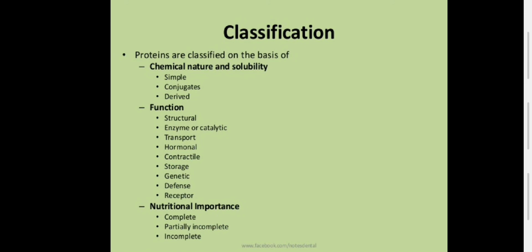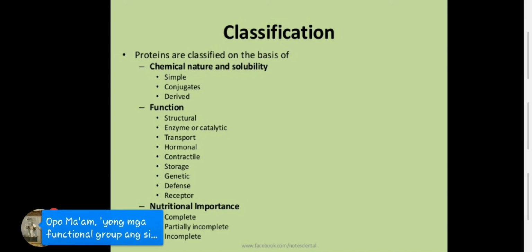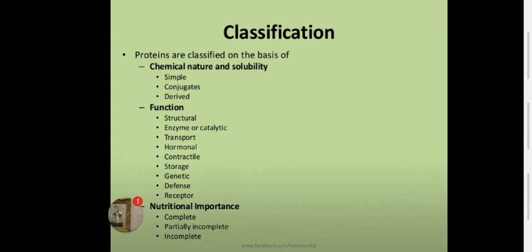Function of protein in structure, in the enzyme and catalytic. Of course, protein is very needed in that. We have transportation, hormonal processes, contractile, storage, genetic, and defense, and of course, protein can serve as a receptor.